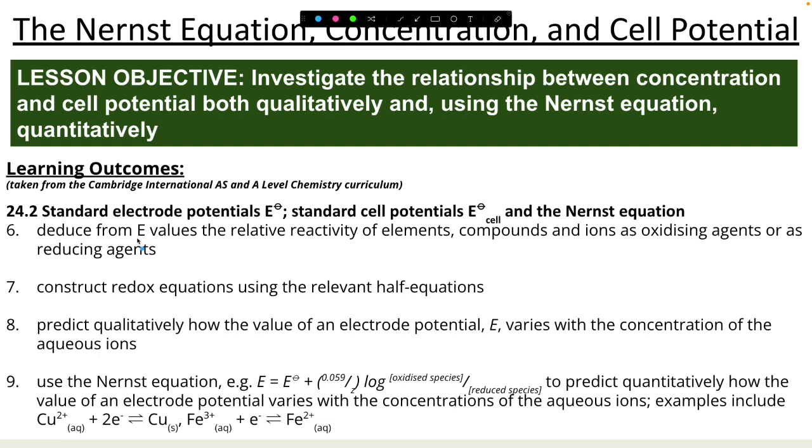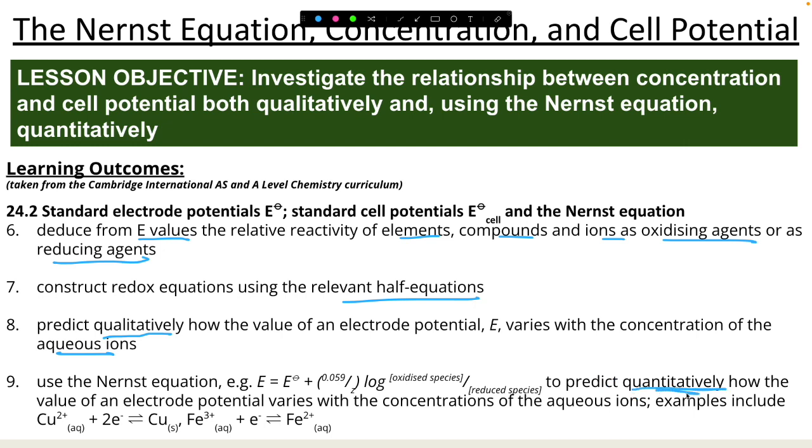What did we do? We deduced the reduction potential values, we deduced from the reduction potentials the relative reactivity of elements, compounds, and ions acting as oxidizing agents or reducing agents. We did a lot of that in the previous lesson as well. Constructed redox equations using the relevant half equations. I mean, we've been doing that all through this unit. Importantly for this lesson, we predicted qualitatively how the value of an electrode potential varies with the concentration of aqueous ions. So linking that to Le Chatelier's principle.